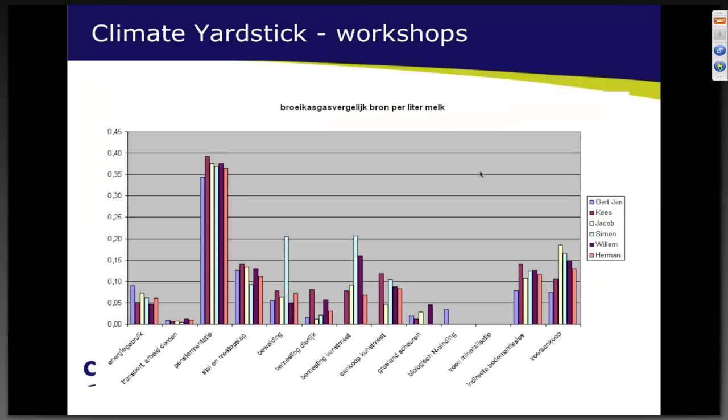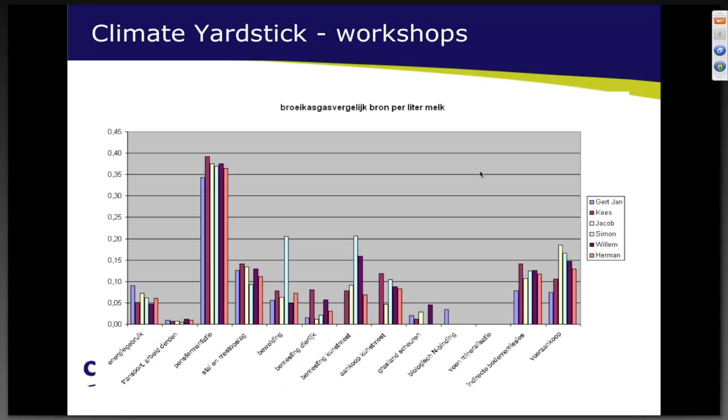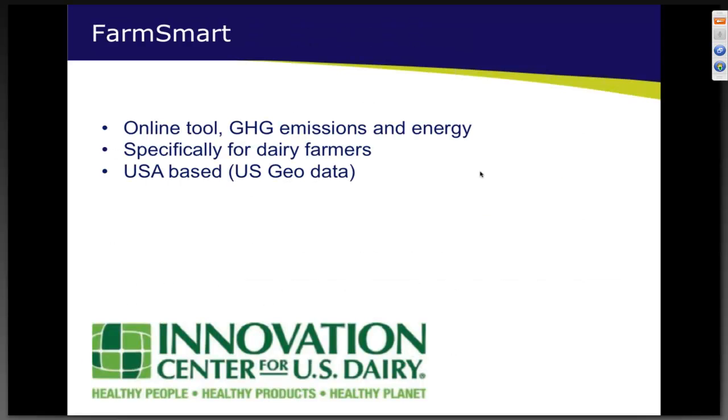We can even compare farmers, which makes it interesting, because in workshops we can make farmers look at the numbers of their neighbours, which really is a good stimulus for discussion. But as I said, the Climate Yardstick is just European, just national. In the US, there's a very interesting tool for dairy called the Farm Smart, which covers greenhouse gas emissions and energy, specifically for dairy farmers, but it's very US based.